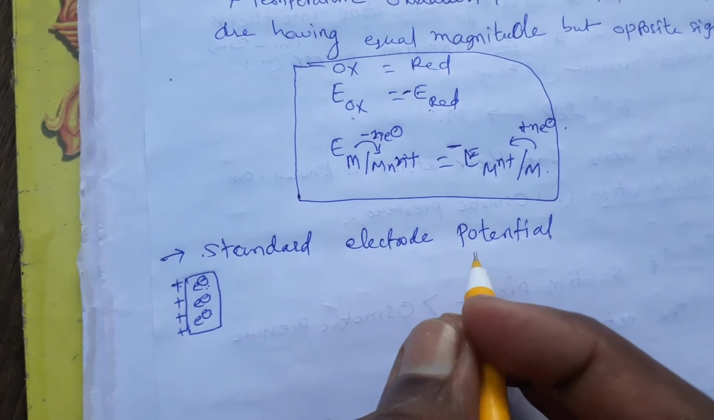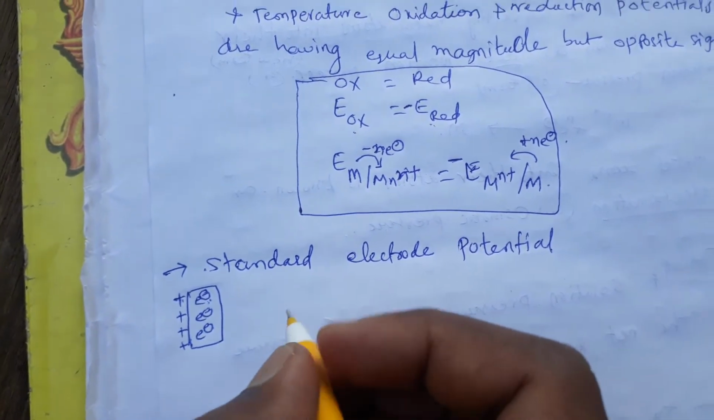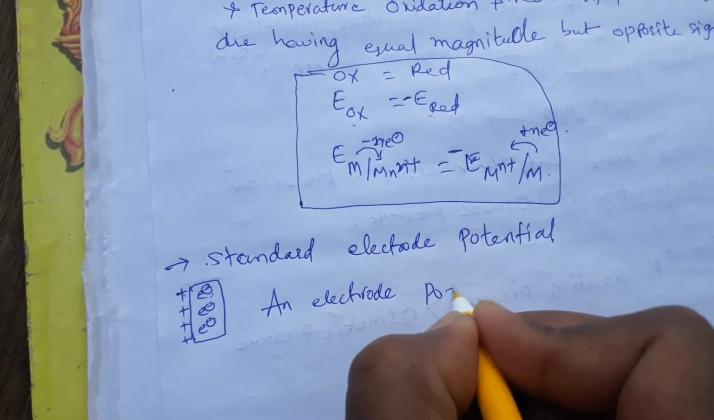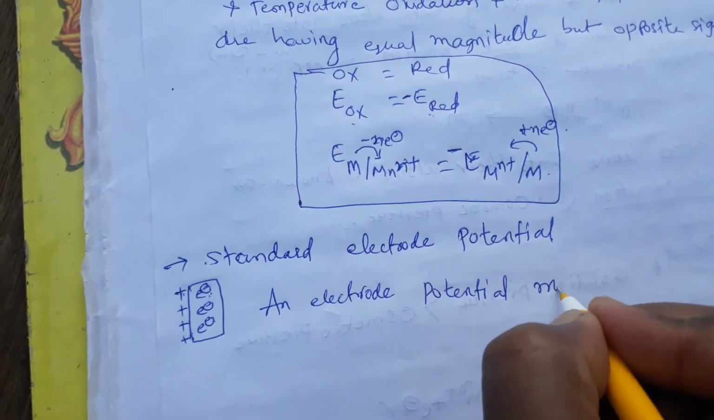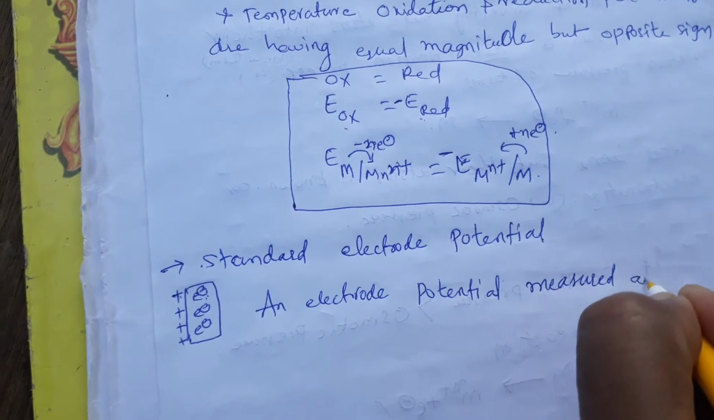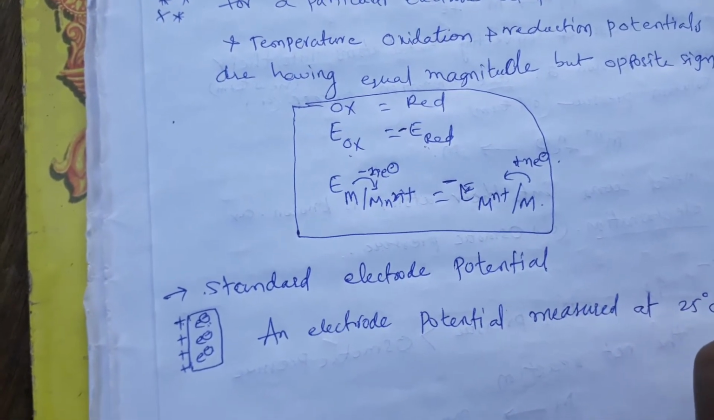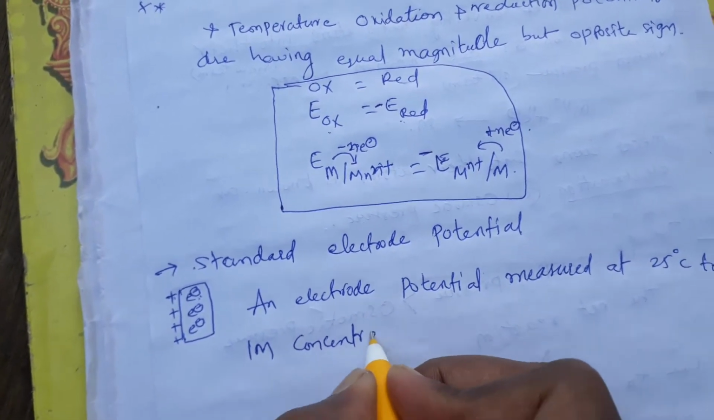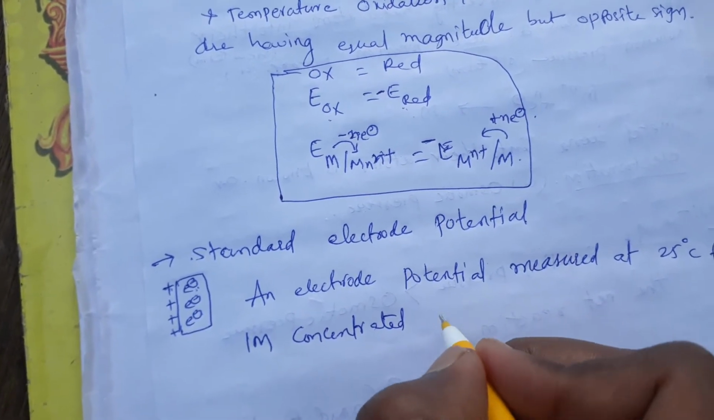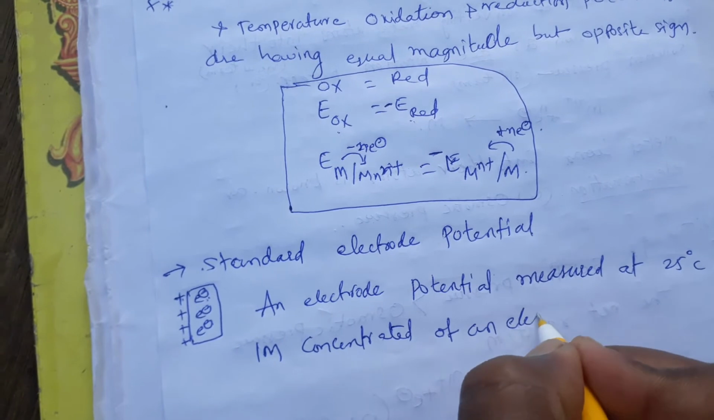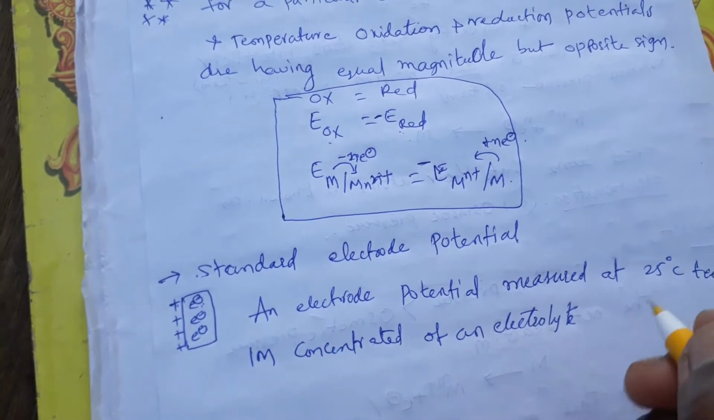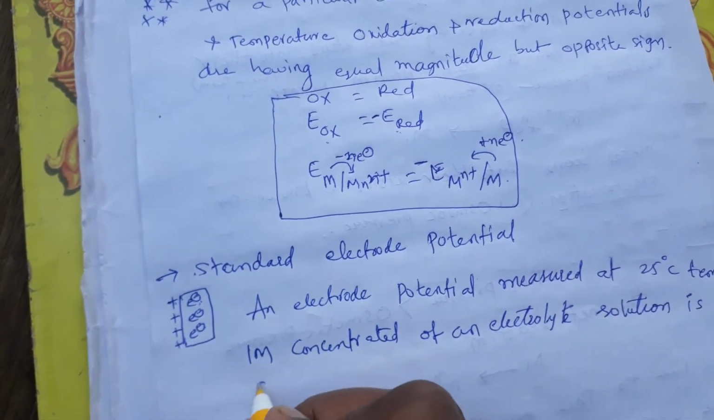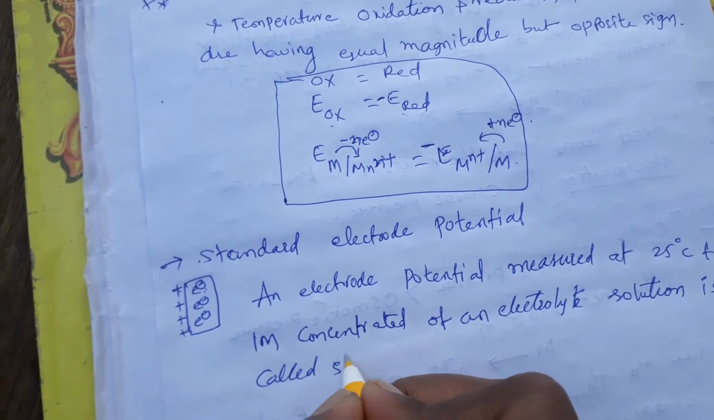What is the standard electrode potential? An electrode potential measured at 25 degrees centigrade and 1 molar concentration of an electrolyte solution is called the standard electrode potential.